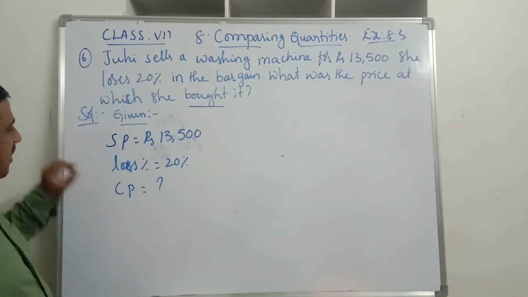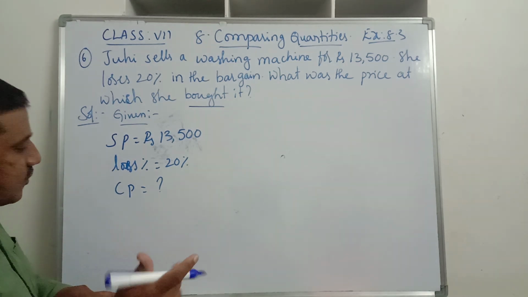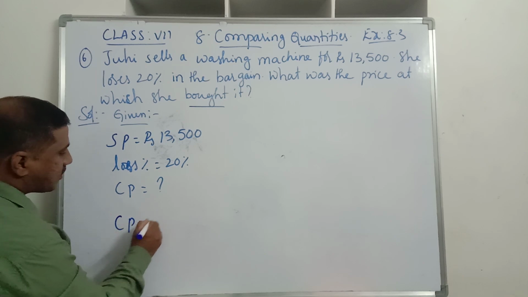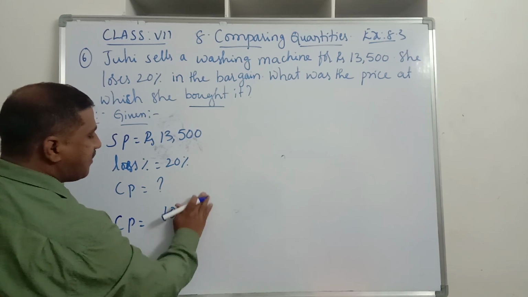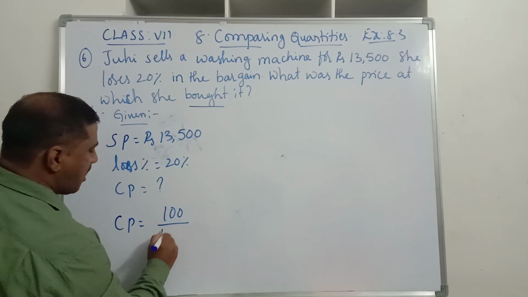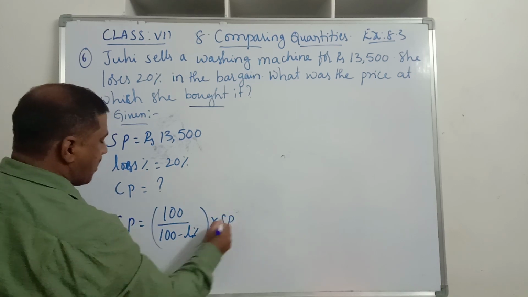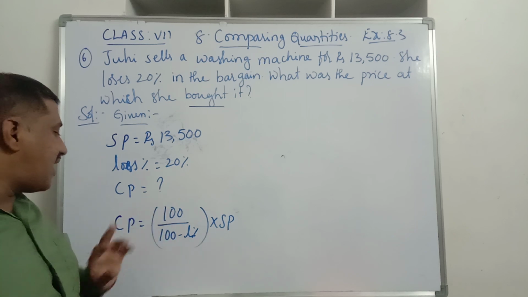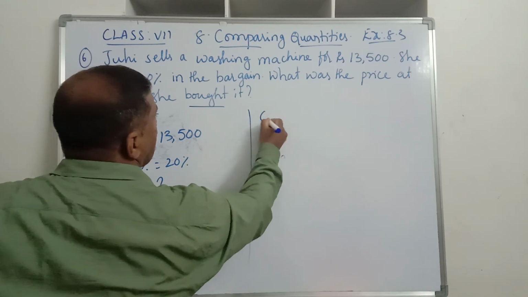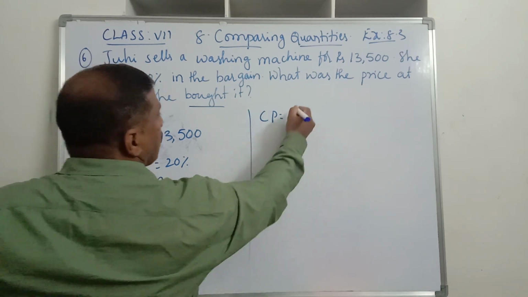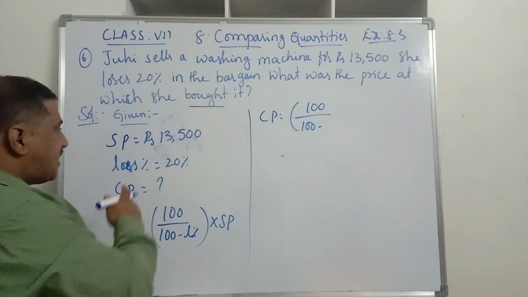So what is the relationship between selling price, loss percentage and cost price? We need to identify. So what is that? CP is equals to 100 divided by (100 minus loss percent) into SP. Now substitute those values in the formula. That is CP is equals to 100 divided by (100 minus loss percentage, 20%).